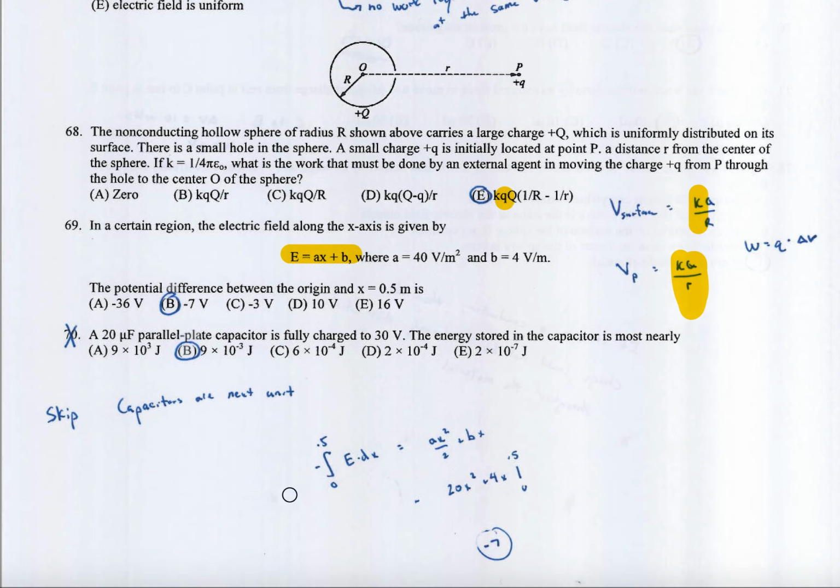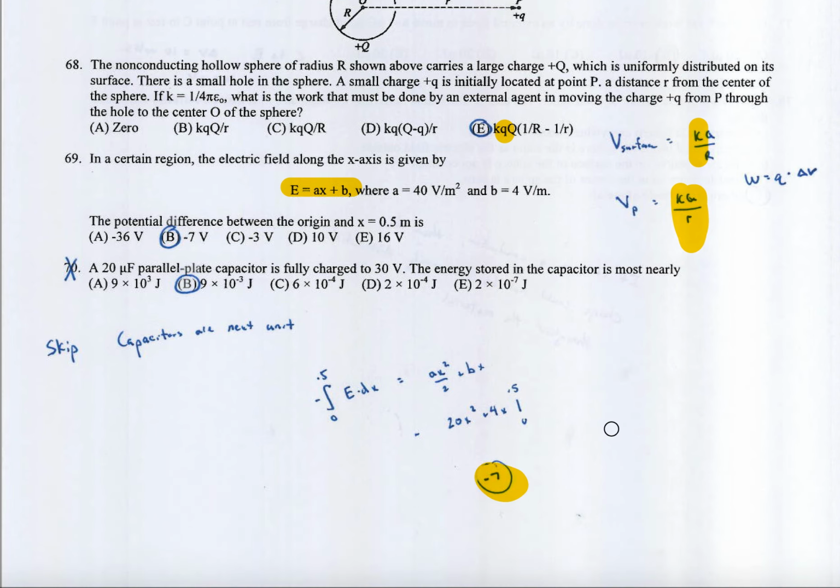The definition is the negative integral from 0 to 0.5. Integrating Ax plus B gives Ax squared over 2 plus Bx, and then evaluate from 0 to 0.5 with a negative, and you get -7, which is the potential difference between those two locations. So there's a drop of 7 volts going from 0 to 0.5. Right, so that's really just doing a definite integral using our definition for voltage.